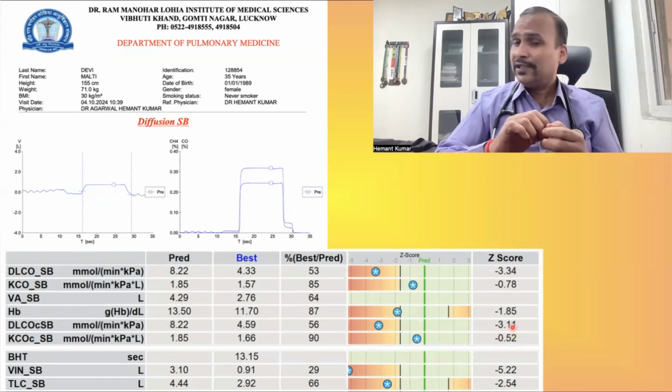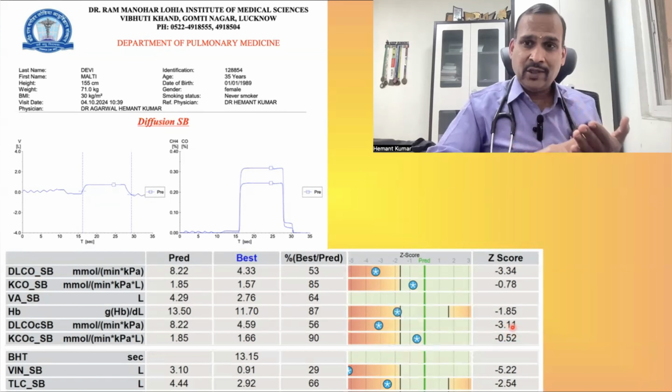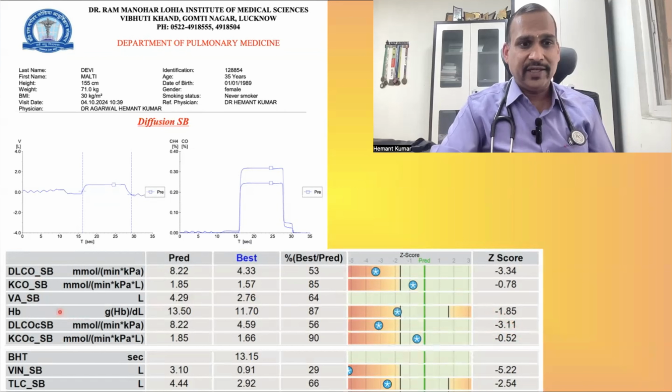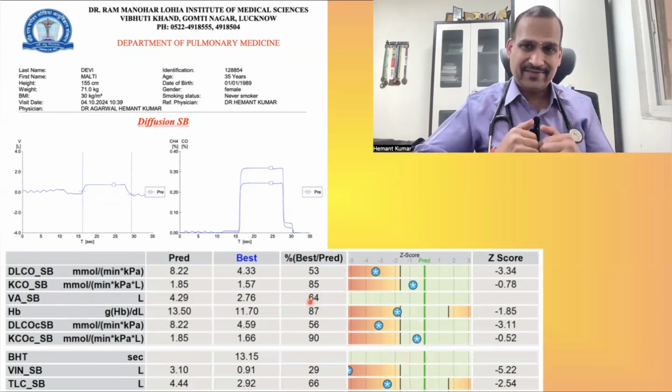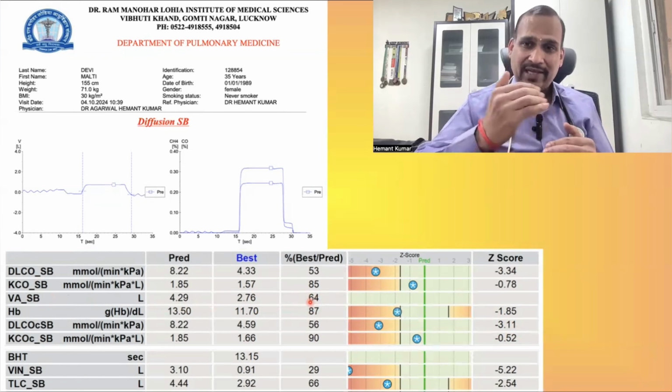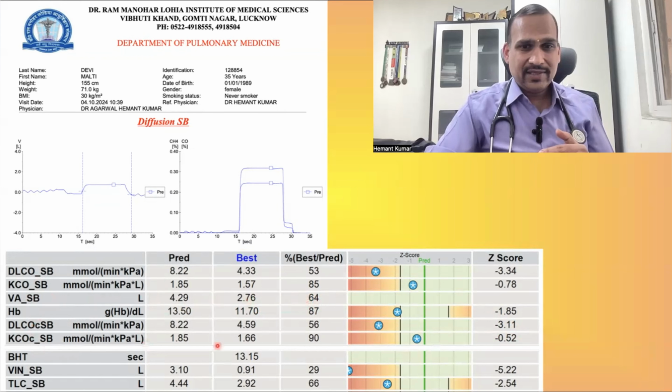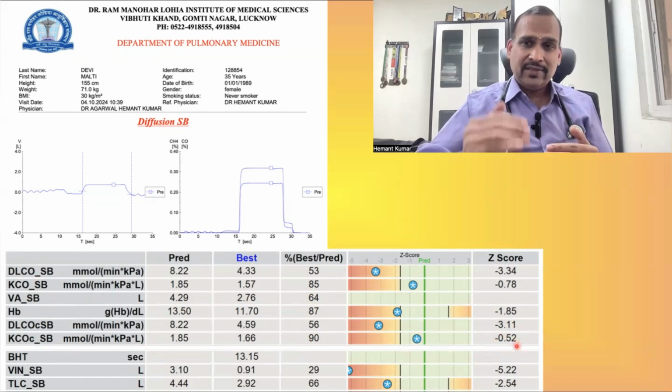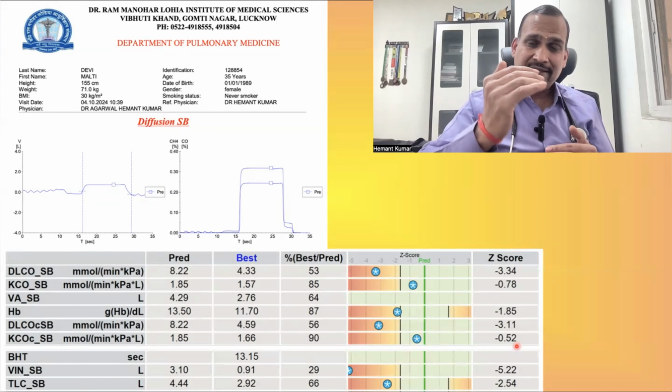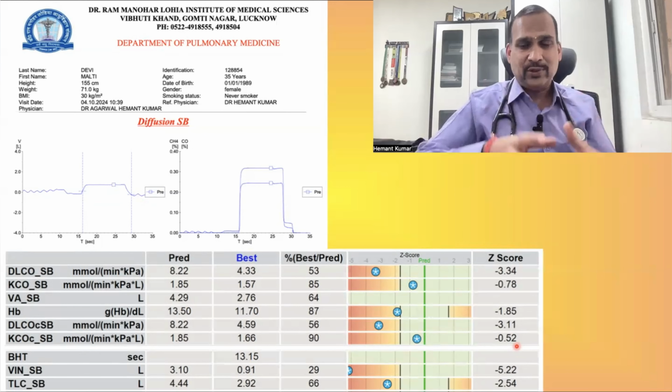So reduction in DLCO is due to either VA or KCO. So we have to look for VA. VA is 64%, VA is less, and KCO is 90%. Z score is normal. So in this person, DLCO is less, VA is less, which means the cause is a pulmonary cause.